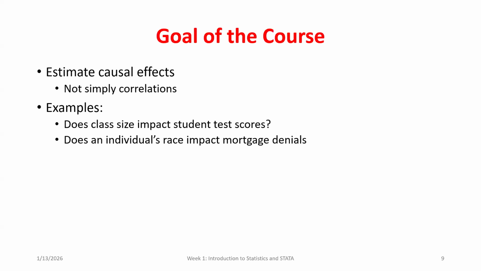Okay. Maybe I want to know, does an individual's race impact the kind of APR percent that is given on a mortgage, right? We can identify discrimination through a lot of what we're doing this semester.